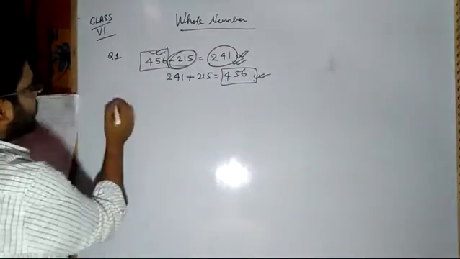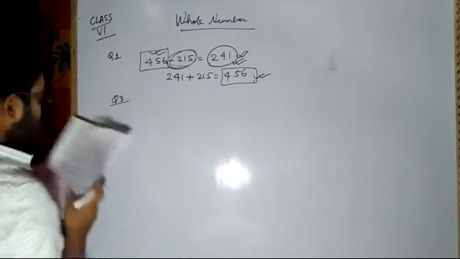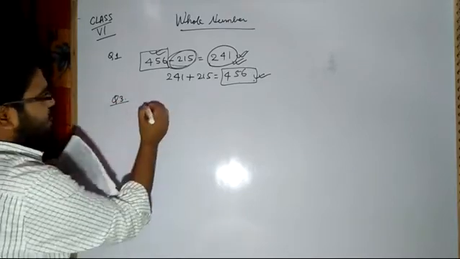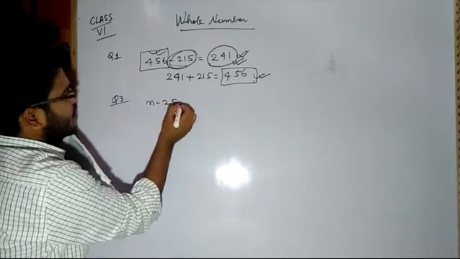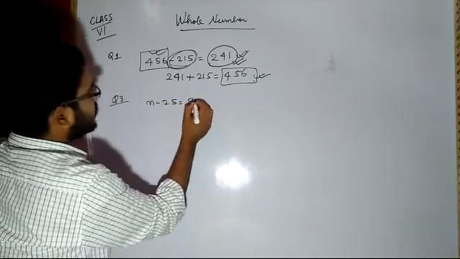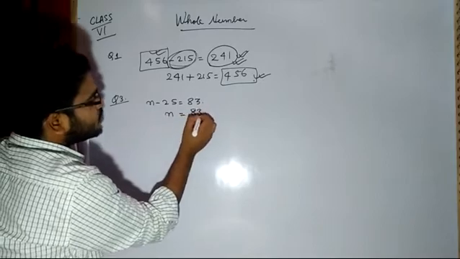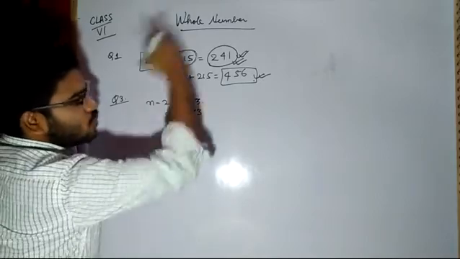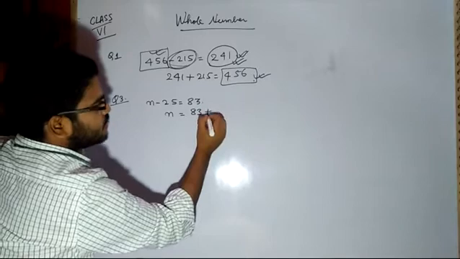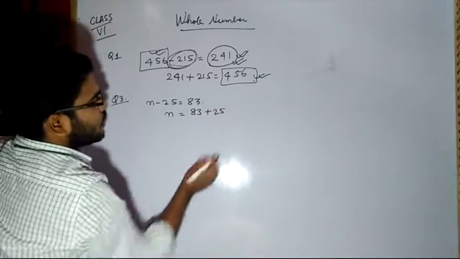Now question number 3 says that n minus 25 is equal to 83. Find the value of n. So n will be equal to 83. This minus is there, so when it goes towards the other side, it will be added. So 25.